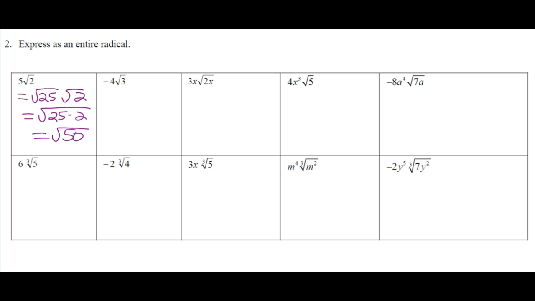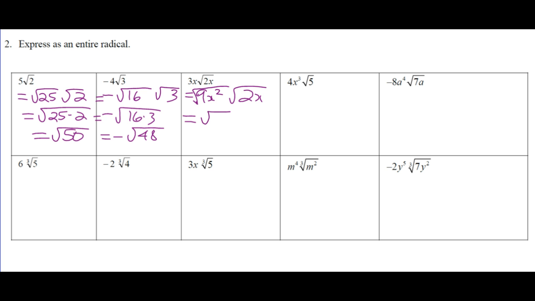Okay, now we can go. All right, so it's the negative, then the square root, right? So 4 is the square root of 16. So that's negative 16 times 3, which is negative root 48. Okay, so we got to square the 3x, gives me what? 9x squared, right? Times 2x, which is the square root, let's just cut to the chase, 18x cubed.